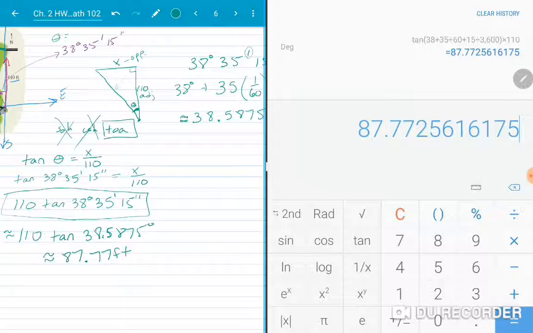That's about 3/4 of a foot, so I'm going to also estimate that as 87 feet and 9 inches. 9 inches, also known as 87 feet 9 inches, is another way to write that. Okay, so there we go, final answer.